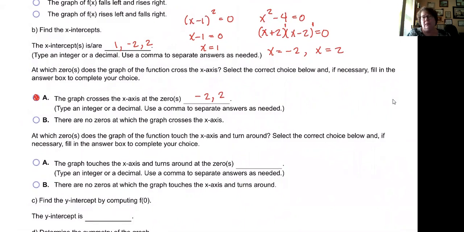Now the multiplicity of the x-intercept 1 is 2, because the factor that I got that 0 from, x minus 1 squared, the exponent on that factor is the number 2. That's an even number. So the graph is going to touch the x-axis at the 0, 1.